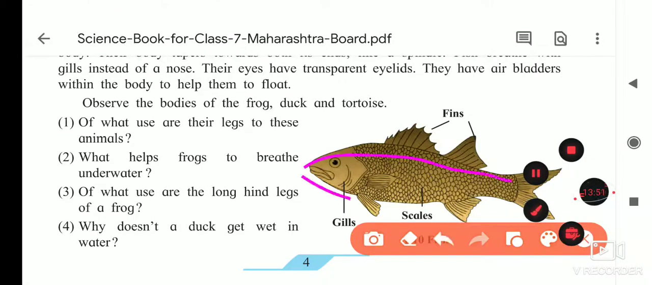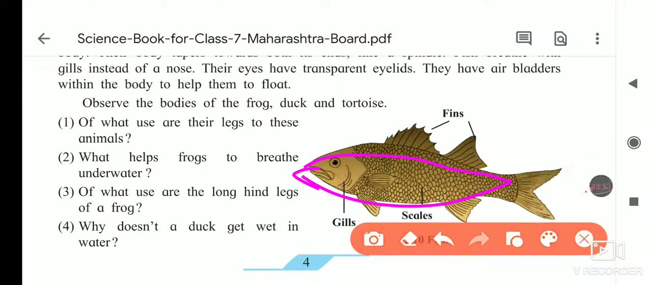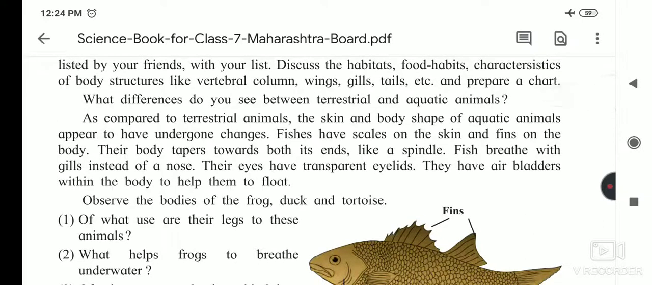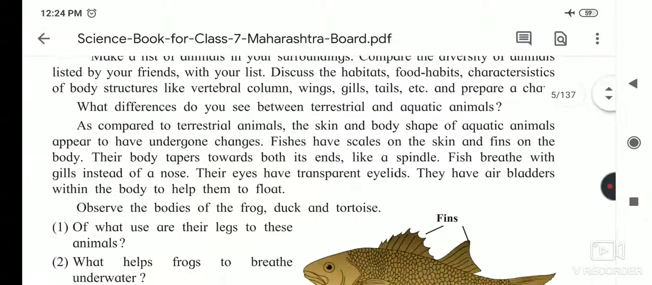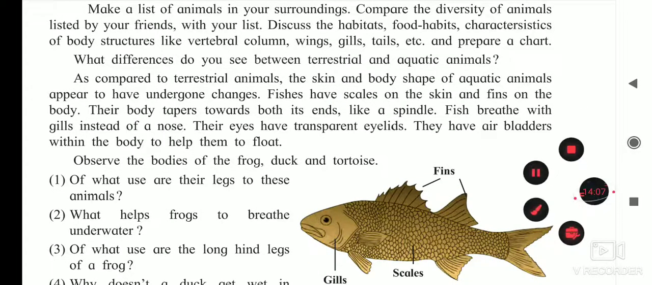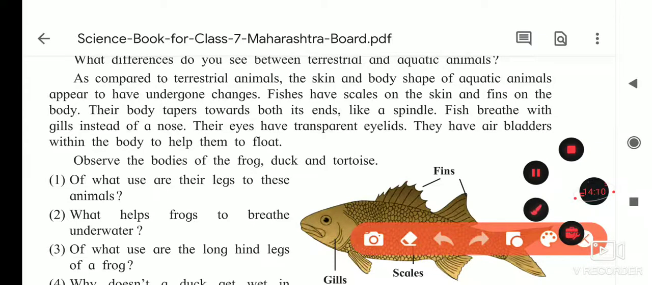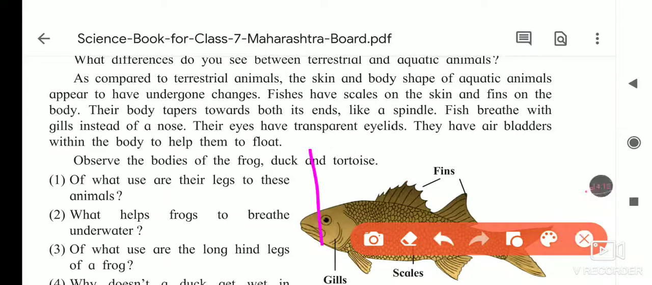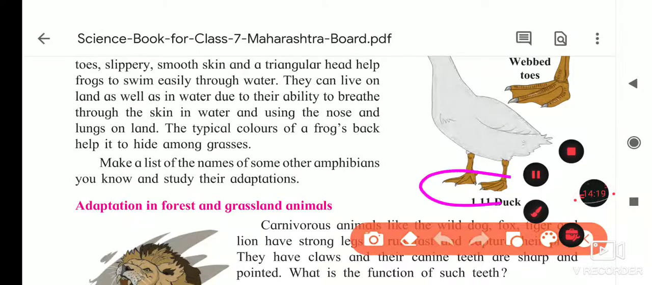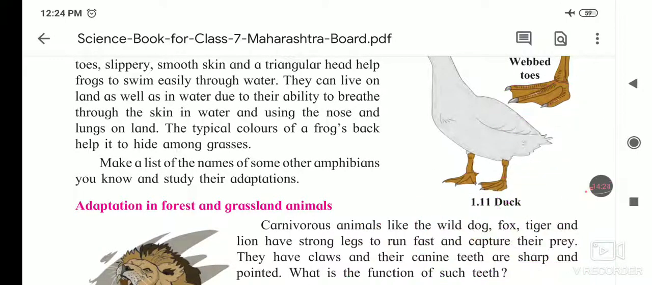Okay, next, adaptations in animals for swimming in the water. These animals have a spindle-shaped body to reduce the pressure of water and for swimming. The body is covered with scales, they have fins for locomotion, and gills for respiration. These adaptations are seen in fishes. After that, aquatic animals have webbed toes for locomotion or swimming.